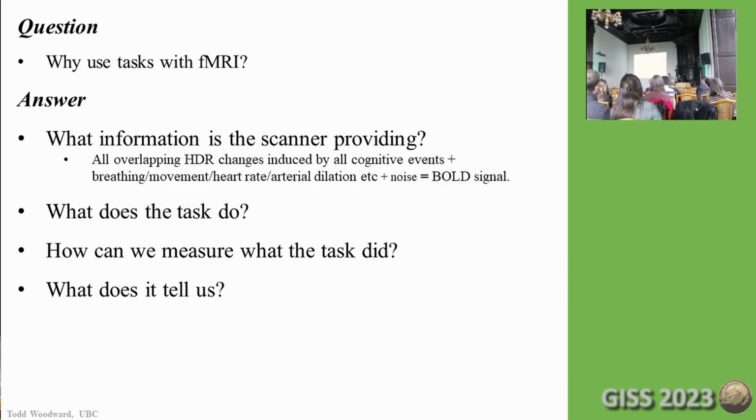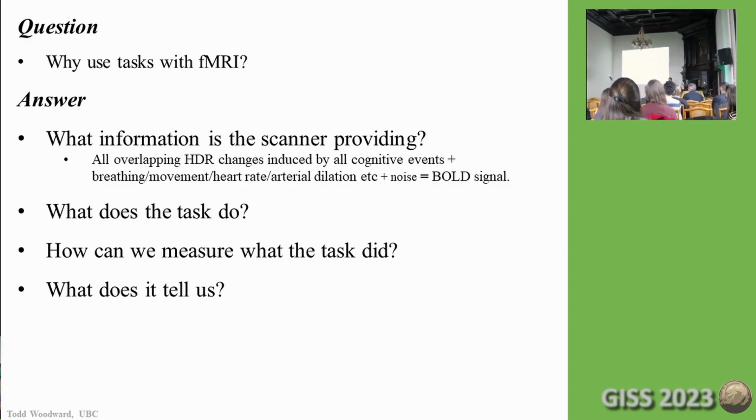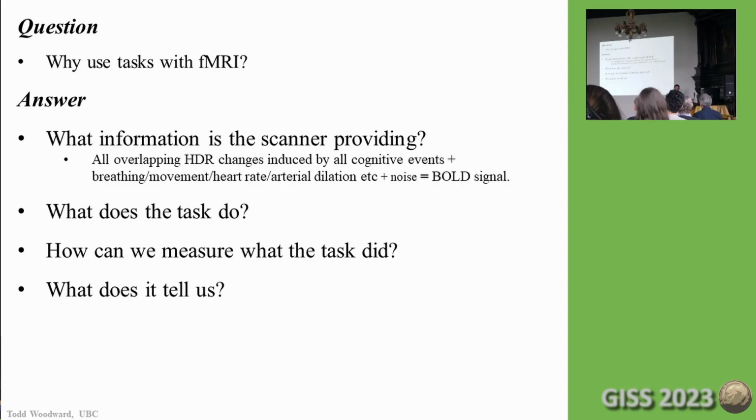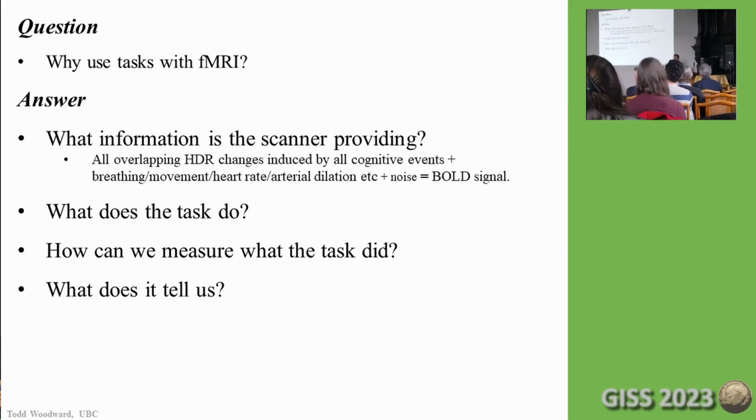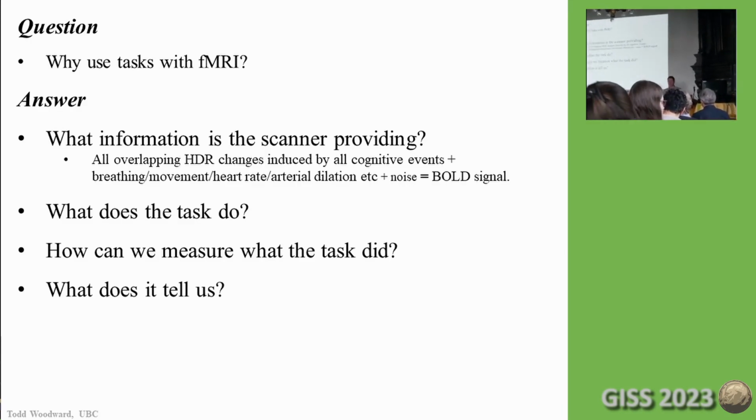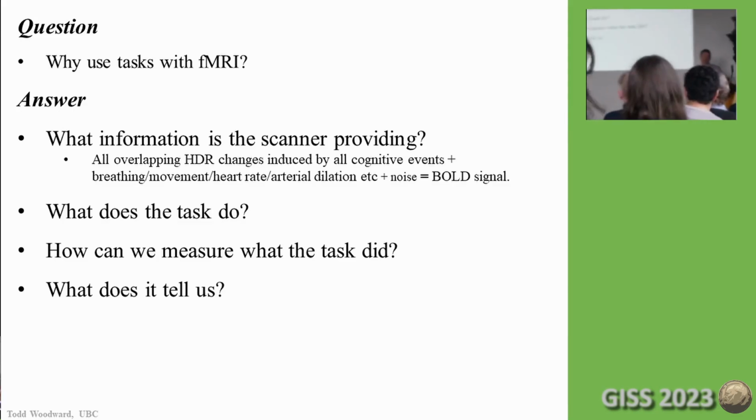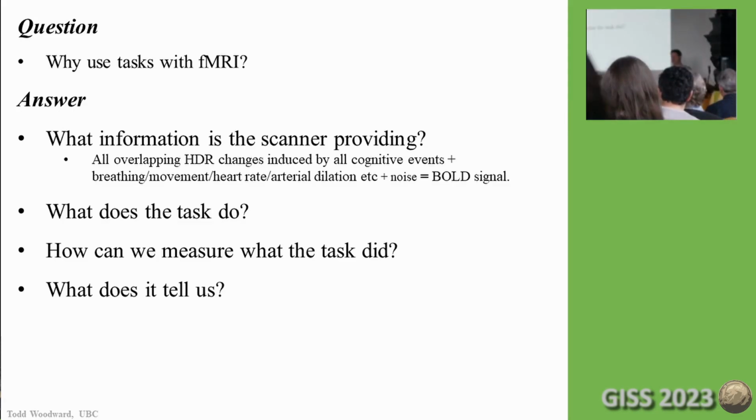So we have one answer, but it's not really that simple, because what comes right off the scanner and what we would study with resting state, for example, is hemodynamic response changes. HDR is hemodynamic response. So what changes in this blood flow, moving oxygen around the brain? Any cognitive event that induces some blood flow change would be mixed together in resting state. Plus breathing, movement, heart rate, arterial dilation, any of those things can also affect the BOLD signal, plus some noise. So that's basically what's coming right off the scanner. So what can we do with the task? How will that help us?